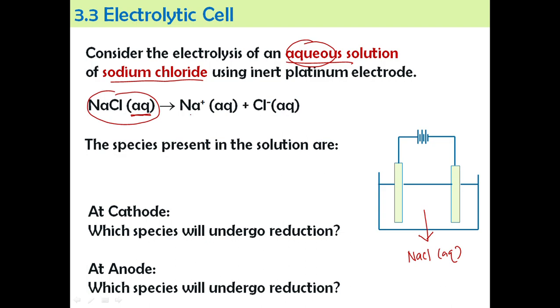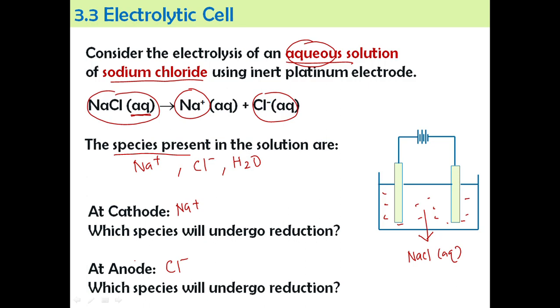Jadi, bila ada aqueous dekat sini, species present in this solution, okay, dalam larutan ni, ada apa? Na plus ion dengan Cl minus ion because NaCl dissociate to produce this ion. Dan juga bila ada aqueous means H2O pun present in this solution. So we know that Na plus akan pergi dekat cathode sebab dia cation. Cl minus, anion akan pergi dekat anode.